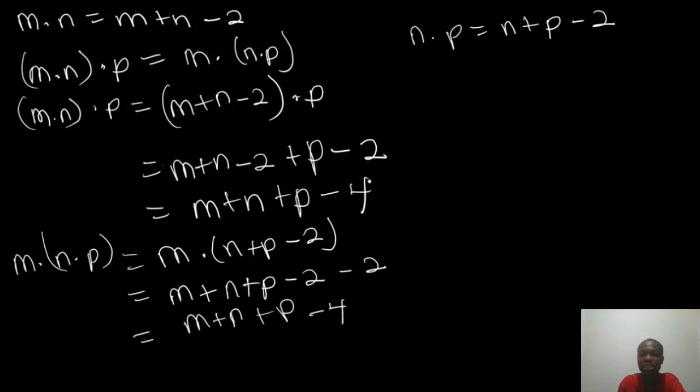Since this and this are the same, we can conclude that it is associative, because when we did m dot n then dot p, and when we did n dot p then dot m, we are getting the same results, so we say that it is associative. Now let's check if it is also commutative.